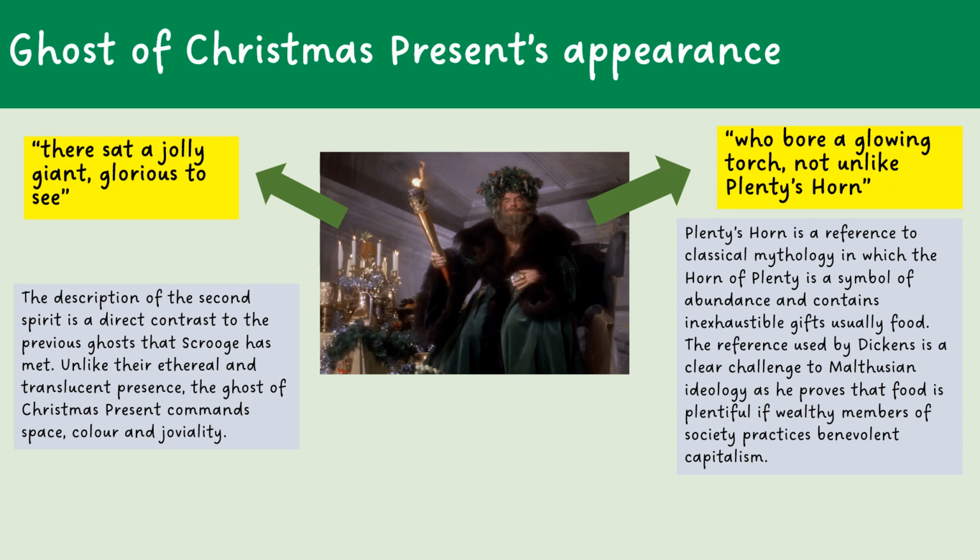With the reference to plenty's horn, Dickens is nodding to classical mythology, in which the horn of plenty is a symbol of abundance and contains inexhaustible gifts, which most often were food. This reference used by Dickens is a clear challenge to the Malthusian ideology learned by Victorian society, because Dickens here is proving that food is plentiful if wealthy members of society practice benevolent capitalism.